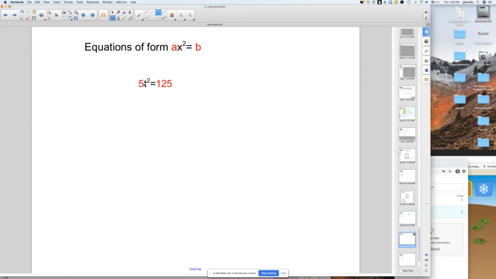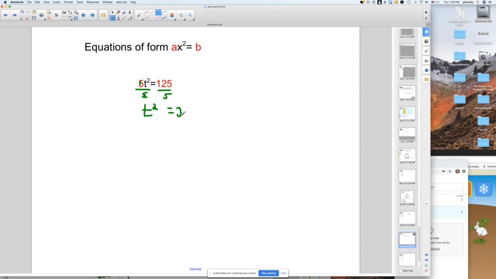How about equations of this form? How do you solve this for T? Well, it means you have to isolate T. So what do you got to do? Well, you divide both sides by 5. So the 5's cancel here. You have just T squared. And 125 divided by 5 is 25.